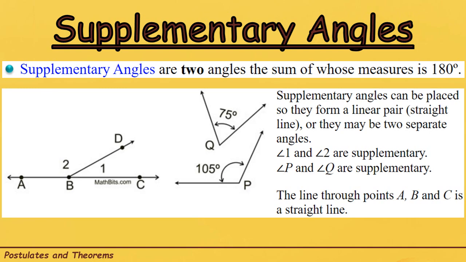Let us try to get the sum of the two angles. The sum of angle Q and angle P is equal to 75 degrees plus 105 degrees is equal to 180 degrees. Ayun. So, kapag pala kinuha natin yung sum ni angle Q at angle P, it is equal to 180 degrees. So, therefore, these two angles are supplementary. Angle Q and angle P are supplementary.